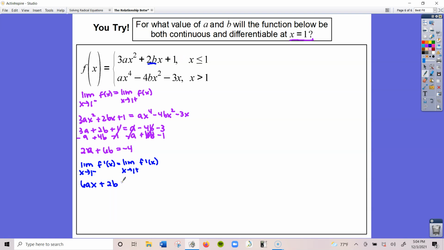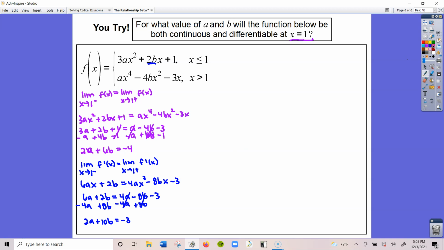So that's that. Equals, now down here, my derivative is going to be 4ax to the third minus 8bx minus 3. Once I found my derivative, I'm going to go ahead and plug in the x value of 1. So 6a times 1 is 6a plus 2b is equal to 4a times 1 minus 8b times 1 minus 3. I'm going to move my a's and b's over, so minus 4a over to the left, plus 8b over to the left. And I have no constants here, so we just have the negative 3. So this equation is going to be 2a plus 10b is equal to negative 3.